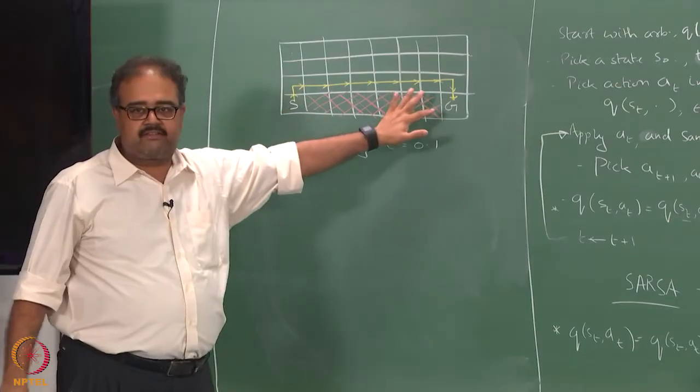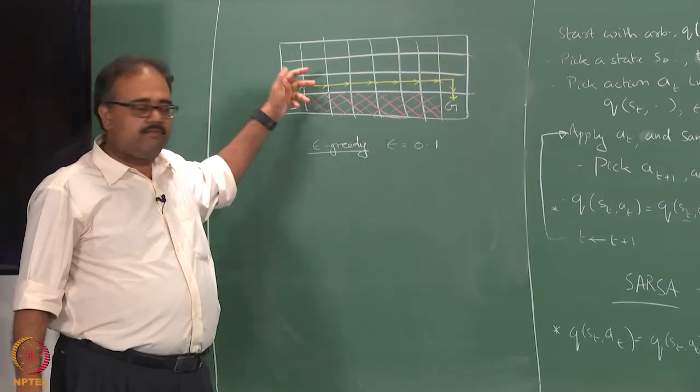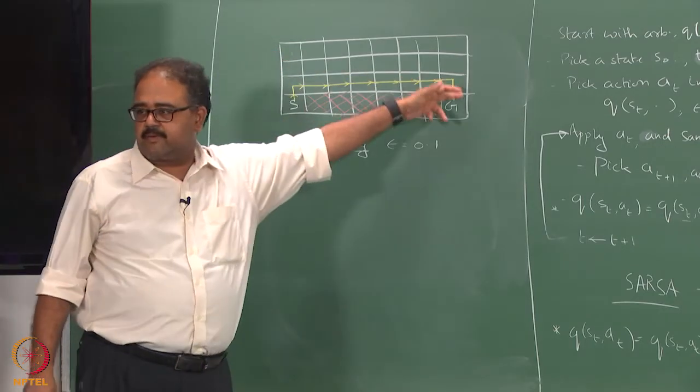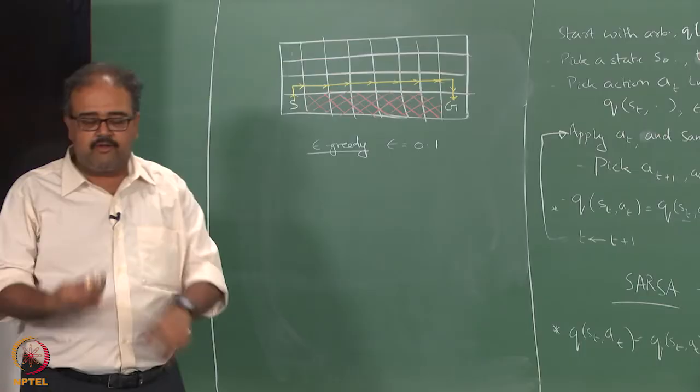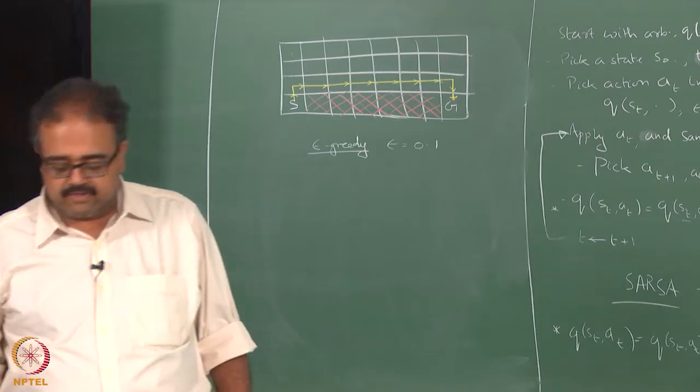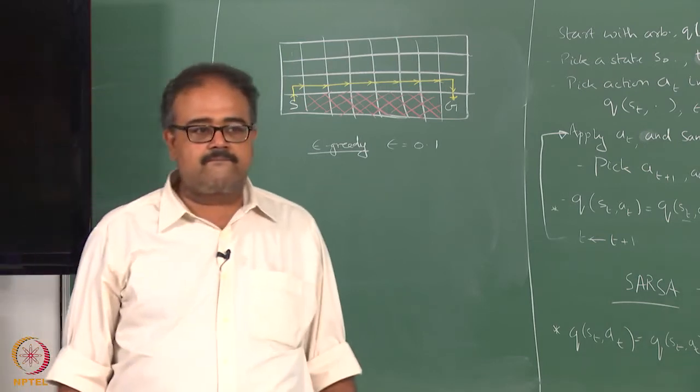At least for these states. Right. For these states you have a choice. You can either go right or down. For these states, this is the optimal policy, right? Okay. Will Q learning find this optimal policy? Yes. Will SARSA find this optimal policy?